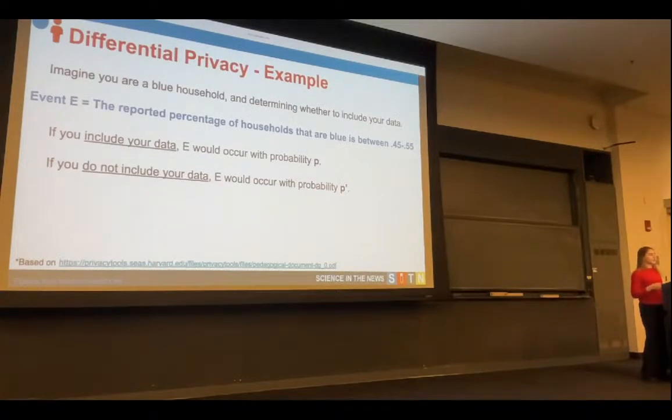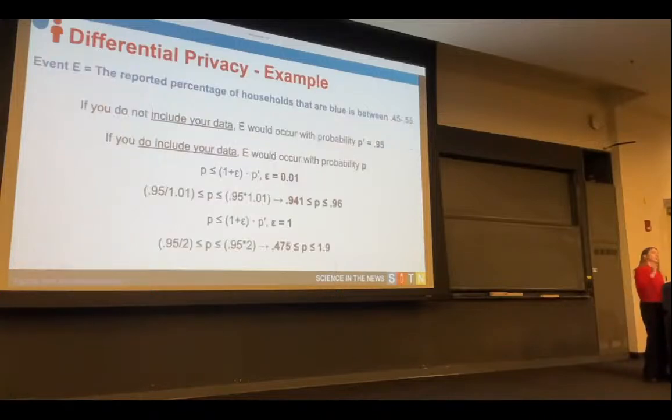So we can do that by thinking about this event, and looking at what the probabilities are of these events occurring. How this guarantee works is that there's a relationship between these two probabilities on the screen: the probability that an event would occur if you include your data, and the probability that an event would occur if you did not include your data. So you can think about how much including your data is changing the outcomes. That is related to how much privacy you have, because it represents how much your data is changing the data set.